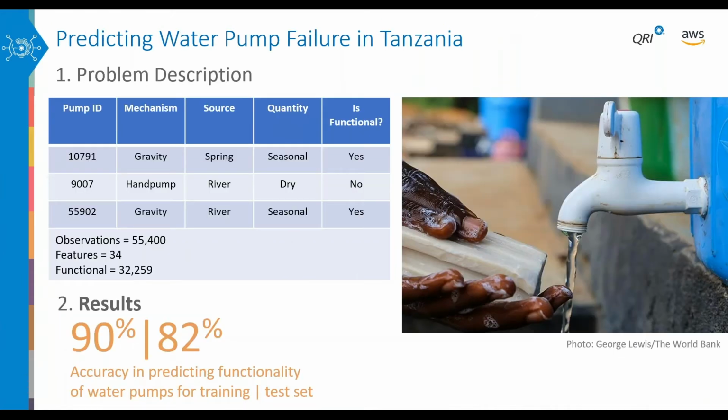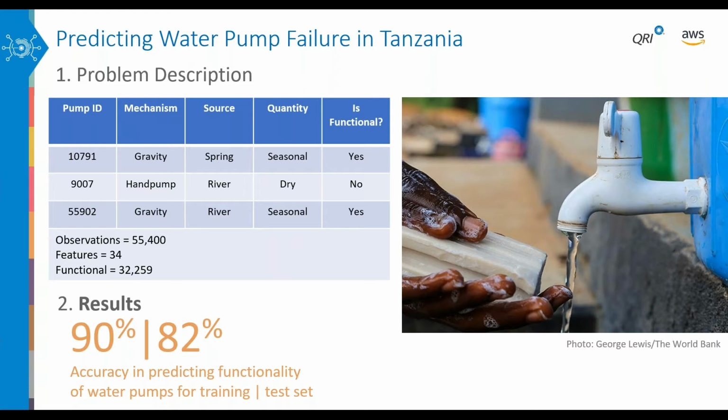So use case 2. Tanzania has a population of 58 million people, and it is estimated that 40% lack access to reliable, clean drinking water. Using data from the Tanzanian Ministry of Water, our task is to use a survey of 55,000 water pumps to build a model that predicts if a pump is likely to be functional or in need of repair.